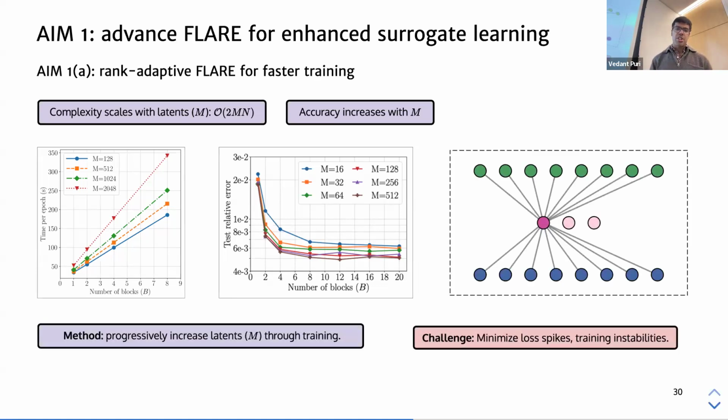What we want to achieve is some middle ground where we progressively introduce new latents into the training process, so we can get the benefits of a faster training run along with higher accuracy. The challenge in this process would be to preempt and design methods to minimize loss spikes or training instabilities that might happen with the introduction of new parameters into the learning process.